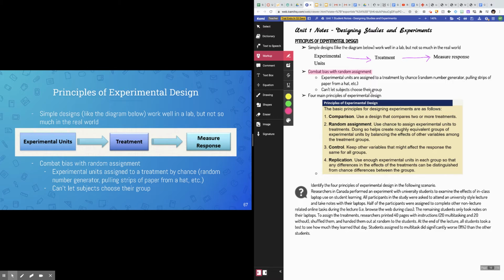Okay. And you would use the same process to do that as the process that we used when we were looking at this with observational studies, right? Using either a random number generator or pulling strips of paper from a hat, right? So if you're asked to describe how you would do that, it's exactly the same process, right? So you would number the experimental units from 1 to n, where n is the sample size, right?